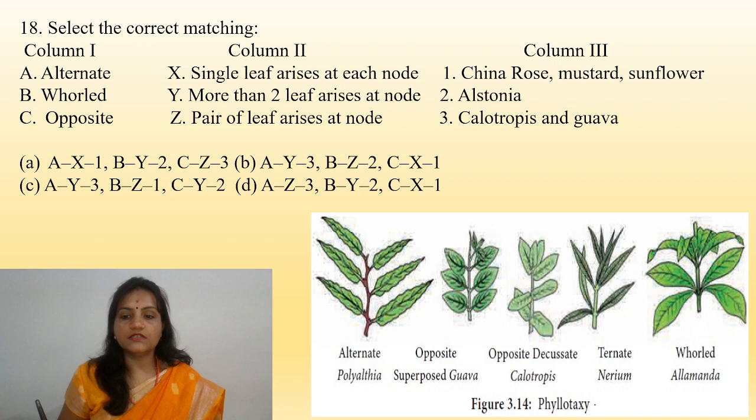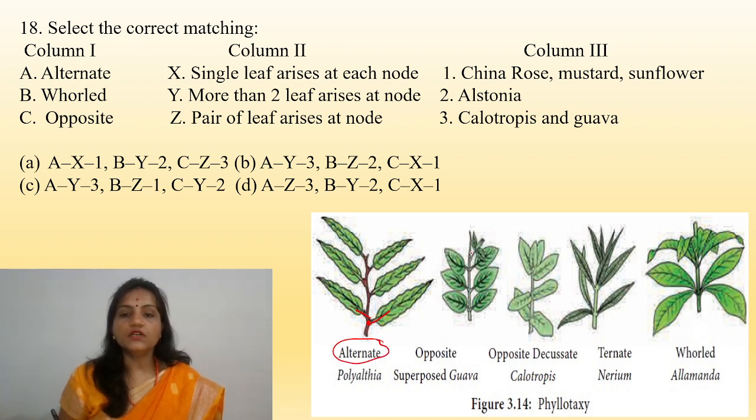Phyllotaxy is the study of arrangement of leaves on the stem. When you look around, you see different plants. When you observe closely, different plants have different kinds of arrangement of the leaf. In some, at one nodal region, only one leaf is forming. Such an arrangement is called alternate.